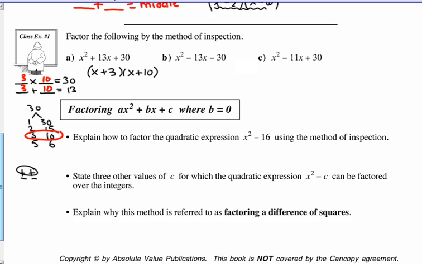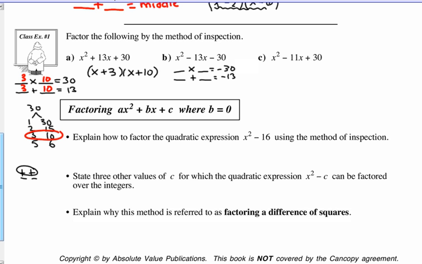Because we want to add to 13, right? Add to the middle number. Okay, the nice thing is now we're set up nicely. Because again, this time we want to multiply to negative 30, so very similar products, and add to negative 13.